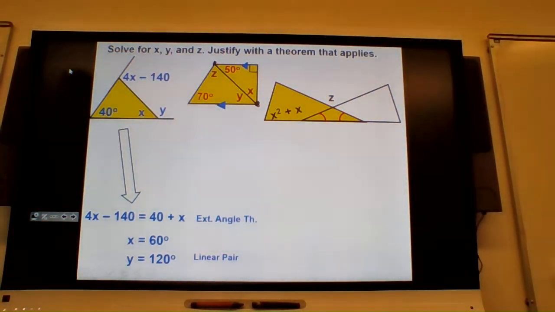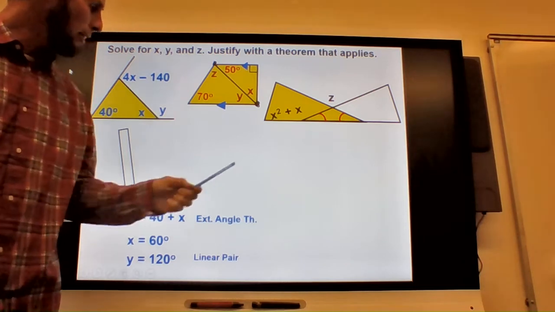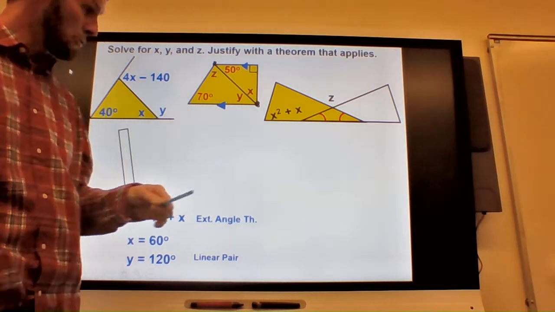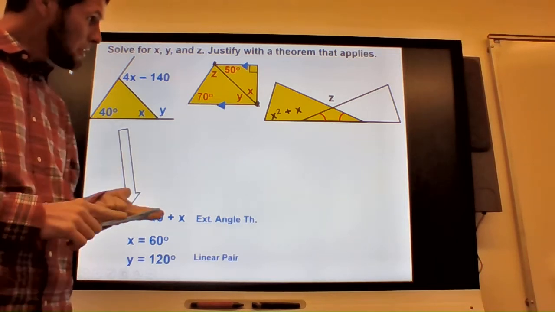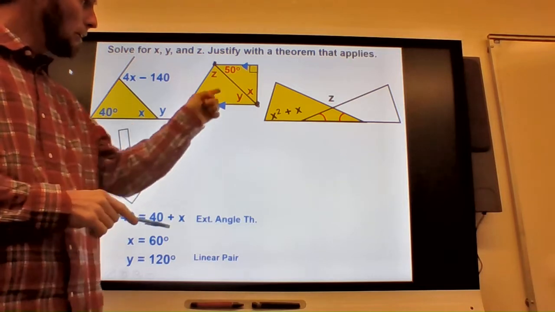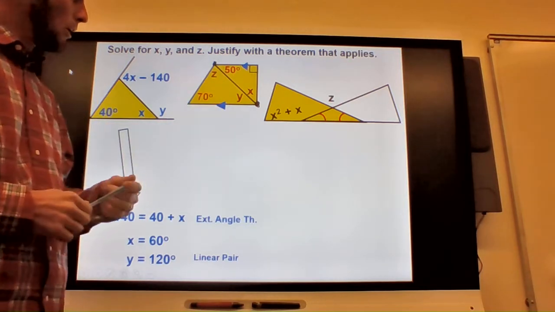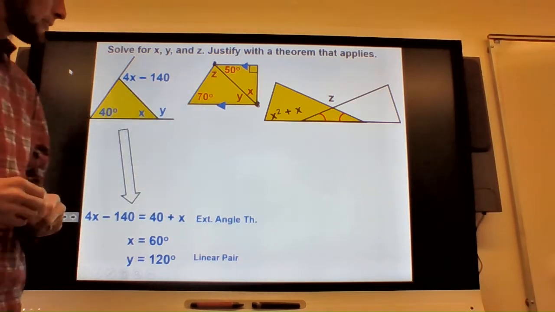So you could probably do this in any order you want. I like finding this one, and there's lots of different ways to find these. There's alternate interior angles. There's same side interiors here. There's triangle sum theorem. There's so many different relationships now because we have parallel lines, and we also have triangle relationships. Gives you lots of overlapping ideas.